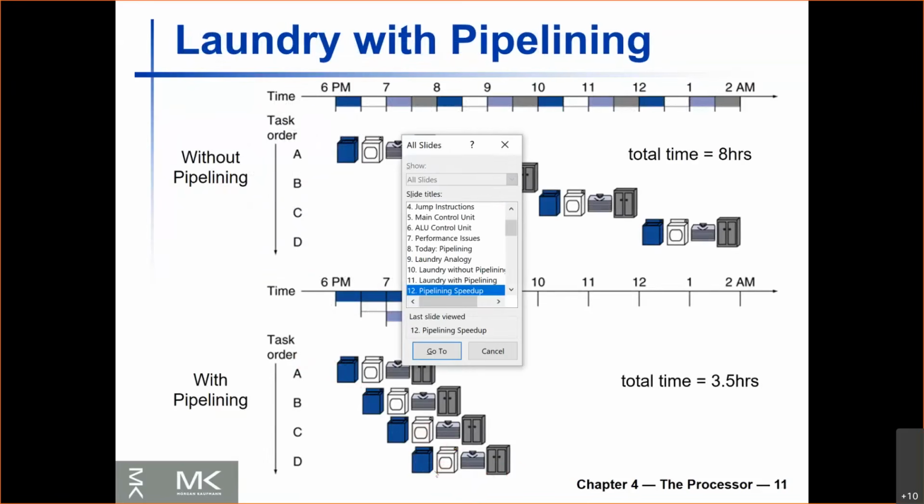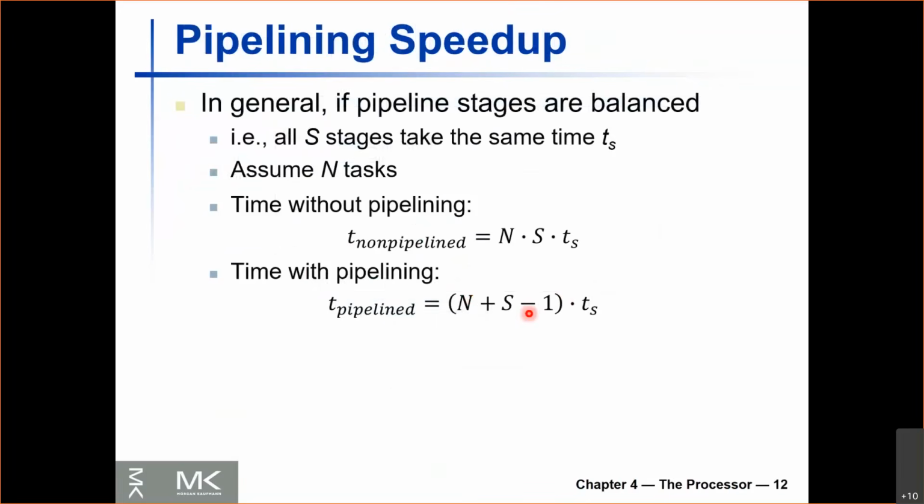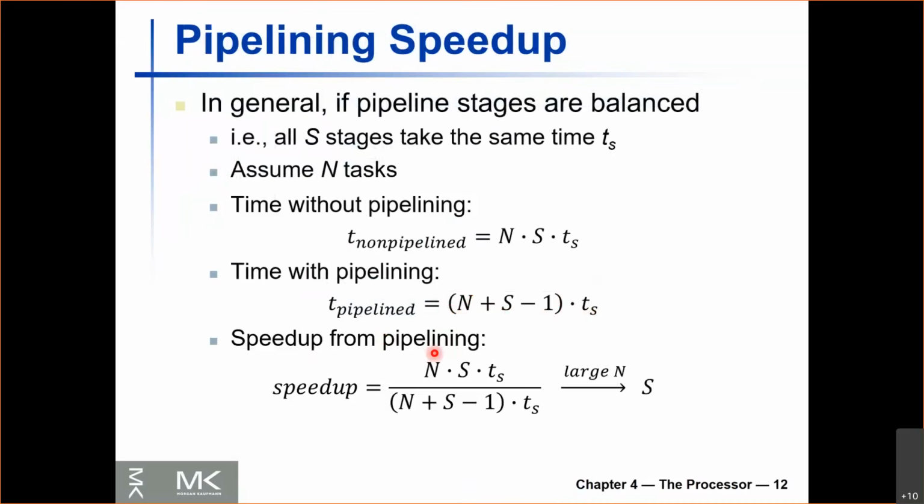So this is where s minus 1 came from. You have the first stage for all n tasks, and then the remaining stages for the last task. That's s minus 1. Okay, so n plus s minus 1 times ts, this is the time with pipelining. And the speed up is going to be the old time over the new time. So it's n times s times ts over n plus s minus 1 times ts.